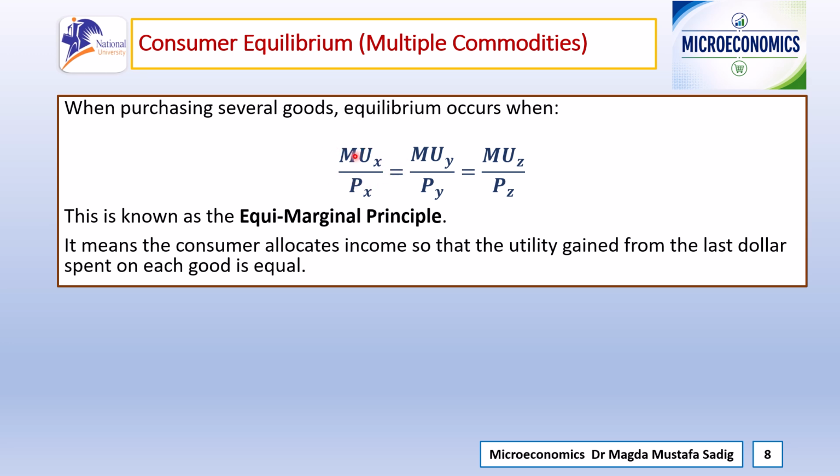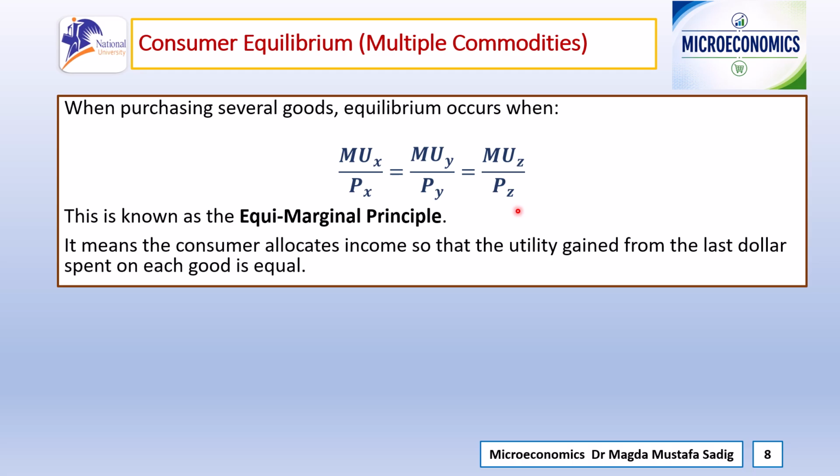This principle states that consumers maximize satisfaction when the marginal utility per unit of money spent is equal across all goods. See here, marginal utility from good X divided by price X should be equal to marginal utility of good Y divided by price Y, which should be equal to marginal utility of good Z divided by price Z.